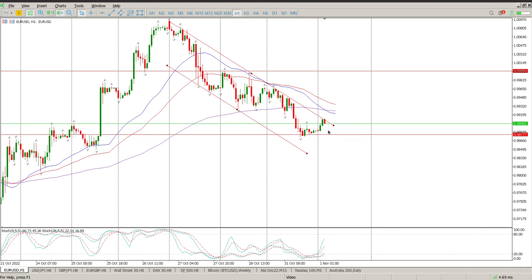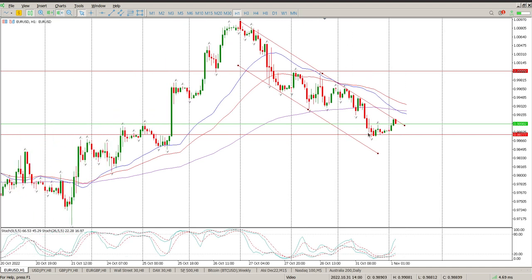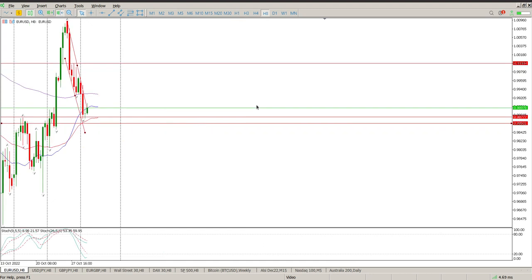0.9877. If we do find some support here, good possibility for us to move up. My only concern is we have found support there already, so I would almost be wanting to see what happens a little bit lower down at 0.98631.